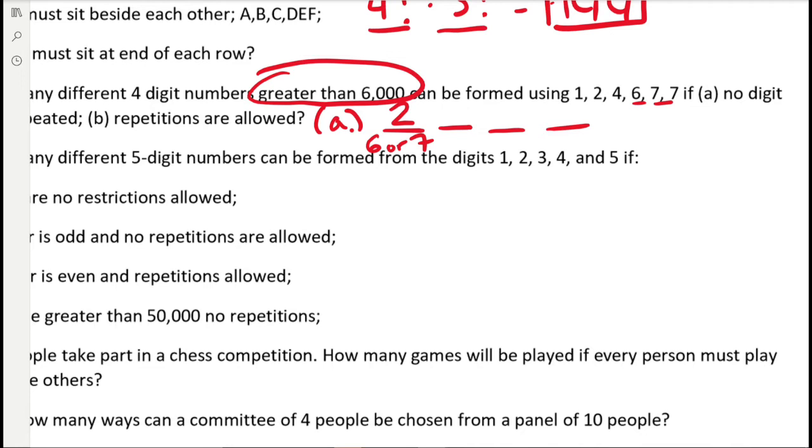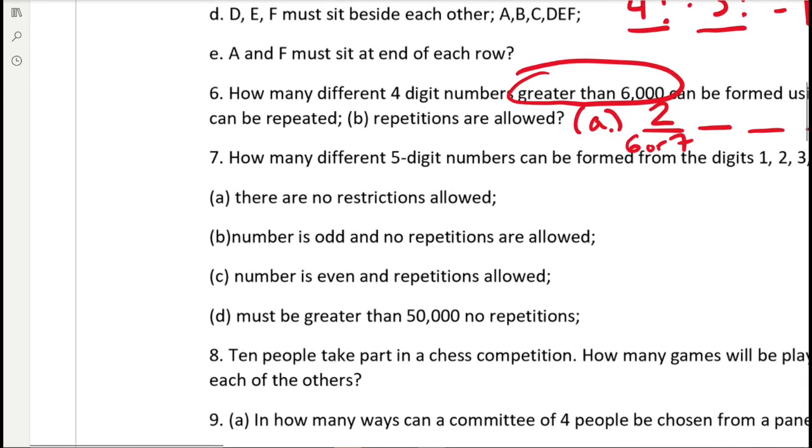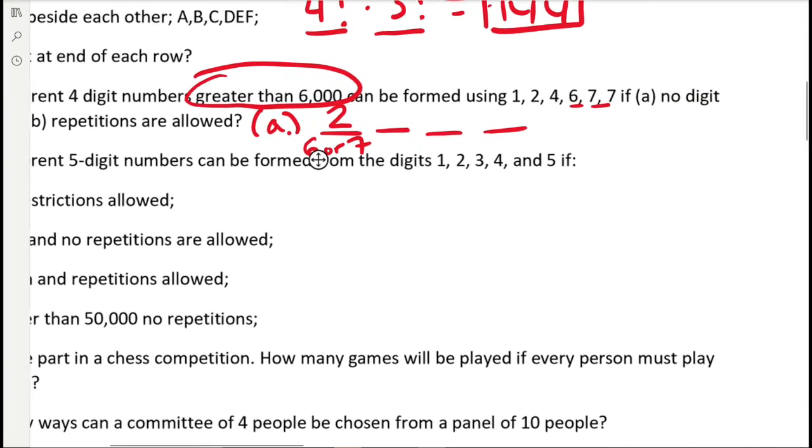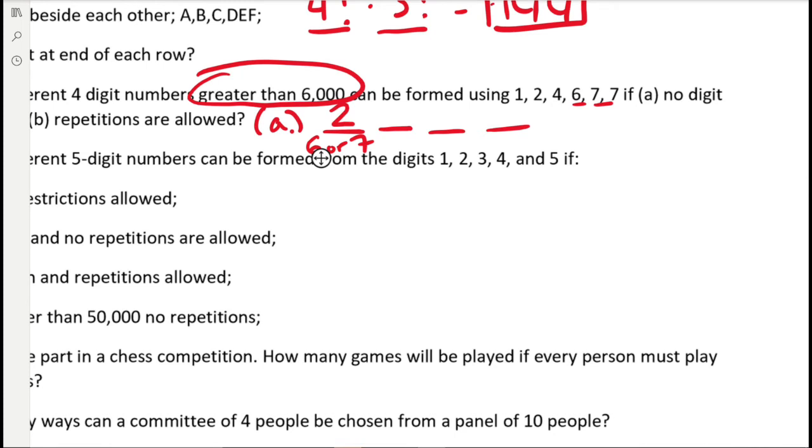Now for the next number, once we choose a 6 or a 7, it says if no digit can be repeated, that means we cannot repeat, right? So if we take out one of those numbers, then we have 5 numbers left because we had a total of 6 to begin with. 1, 2, 3, 4, 5, 6. So this means we have 5 left and then 4 and then 3. And we multiply those together and get our answer, which is going to be 120.